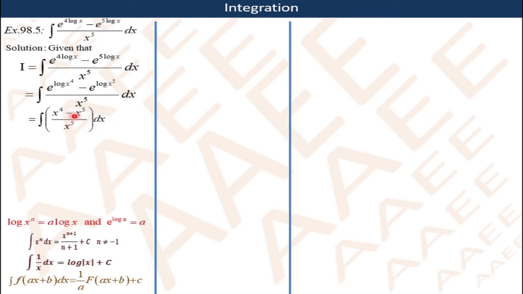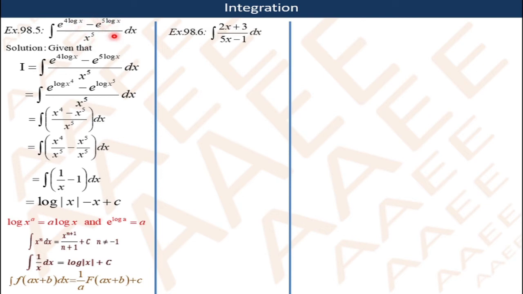So we can separate the fractions here, and this can be written as the integral of x raised to 4 upon x raised to 5 minus x raised to 5 upon x raised to 5 dx. By the law of indices, x raised to 4 upon x raised to 5 is 1 upon x, and x raised to 5 upon x raised to 5 is 1, that is, minus 1. The integration of 1 by x is log of mod of x, and the integration of the constant 1 is x. So the answer is log of mod x minus x plus c, where c is the constant of integration. This is the required integral.